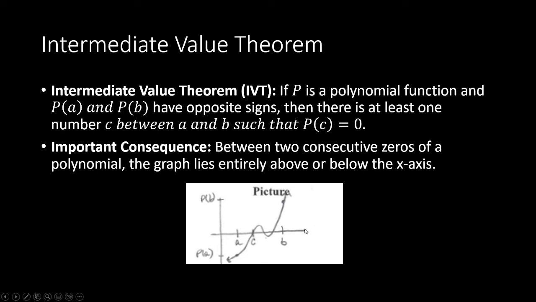So look at the picture. You have a and b. If I take P of a, I get a negative. If I take P of b, I get a positive value. Then by this theorem, you have a number between those two numbers where the function equals 0.